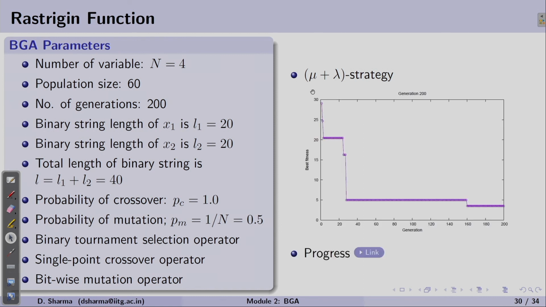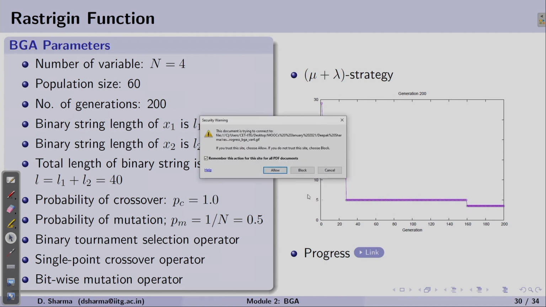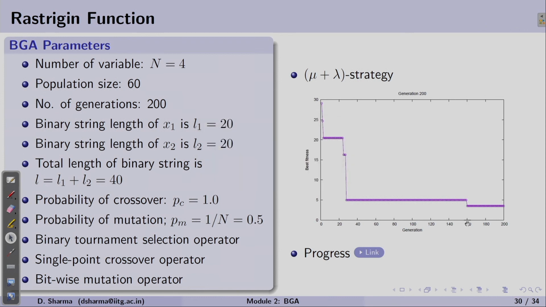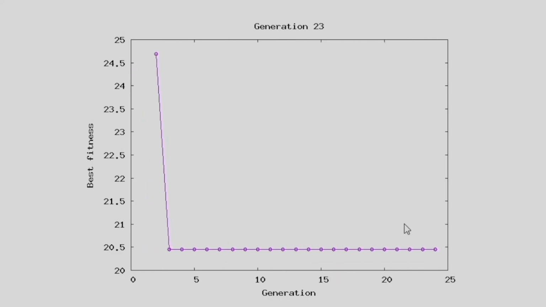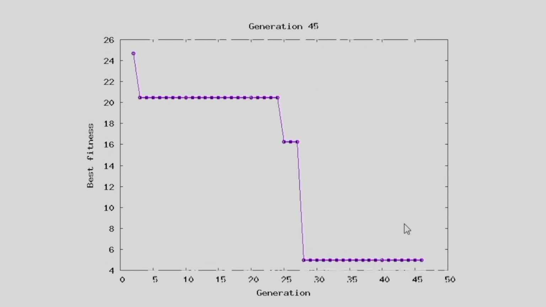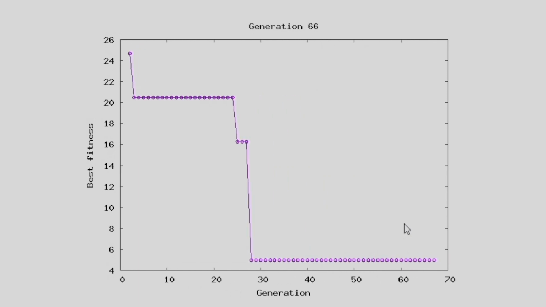Since it's a 4 variable problem, we will be showing the progress. Now from this particular figure you can see there is a drastic improvement in less than 30 generations, and then the fitness remains the same, and then there is a last improvement somewhere close to 160 generations. So let us see the progress while solving this particular problem, the Rastrigin problem with 4 variables.